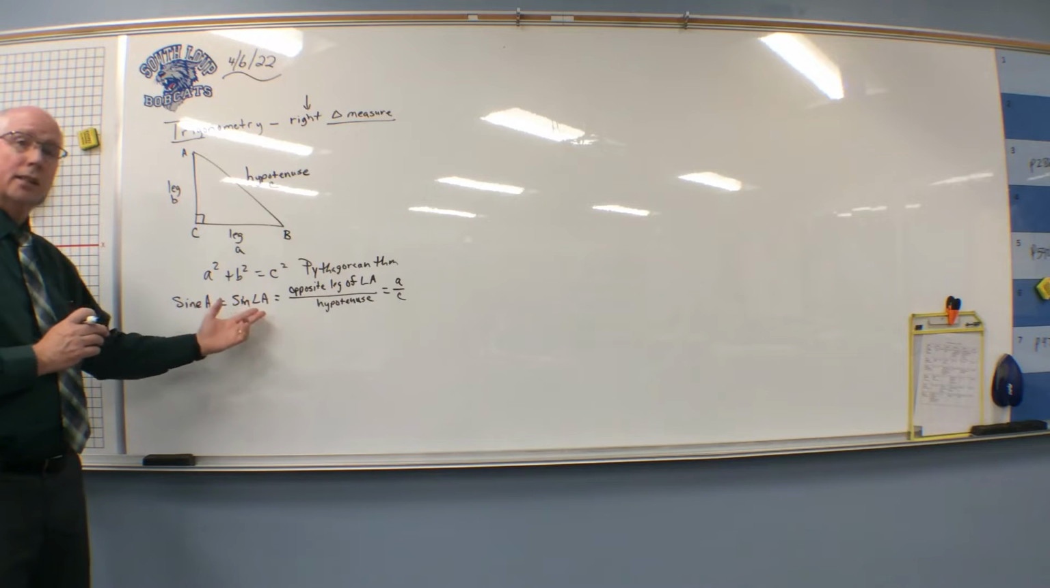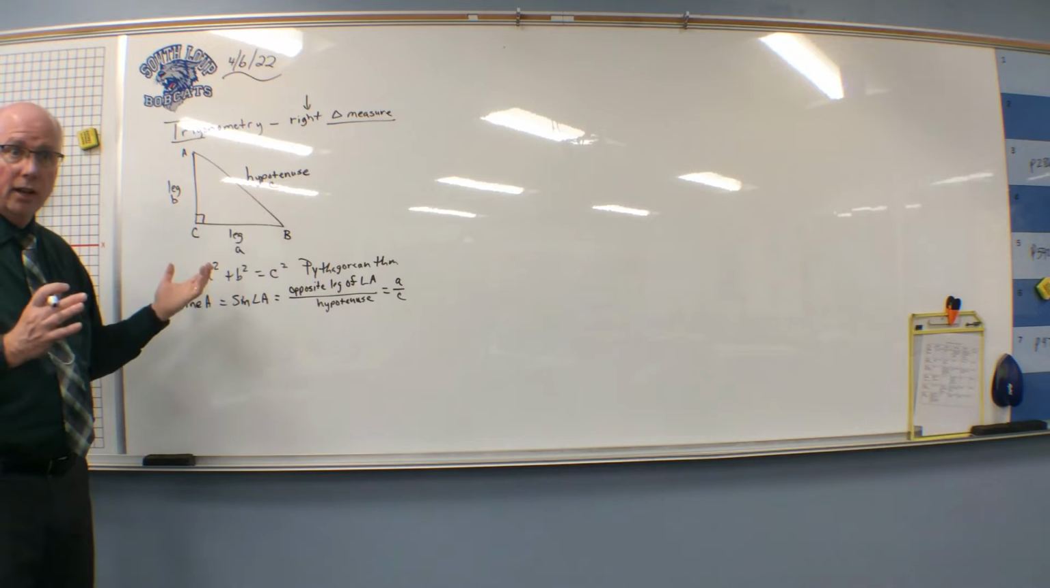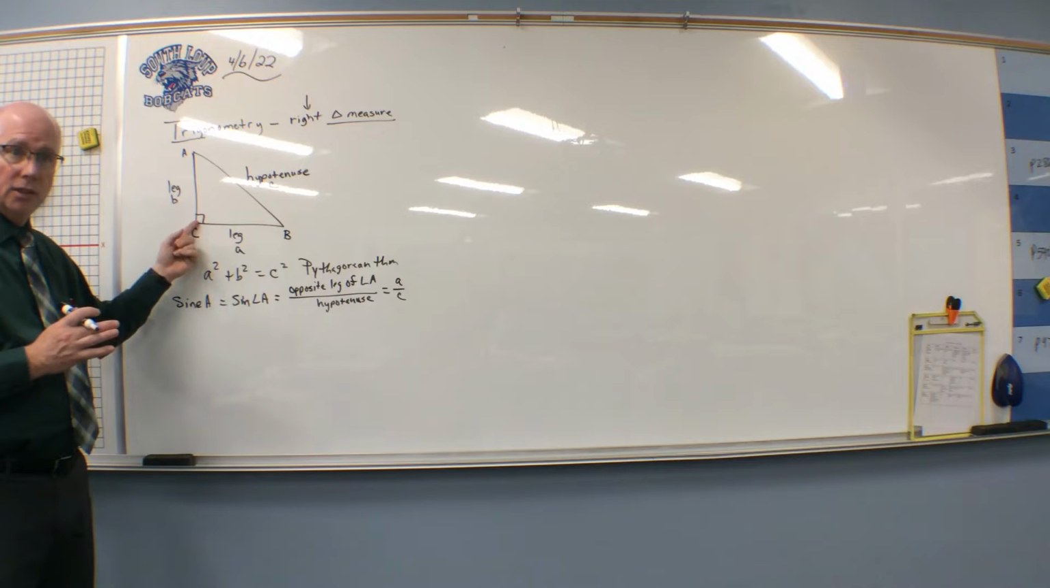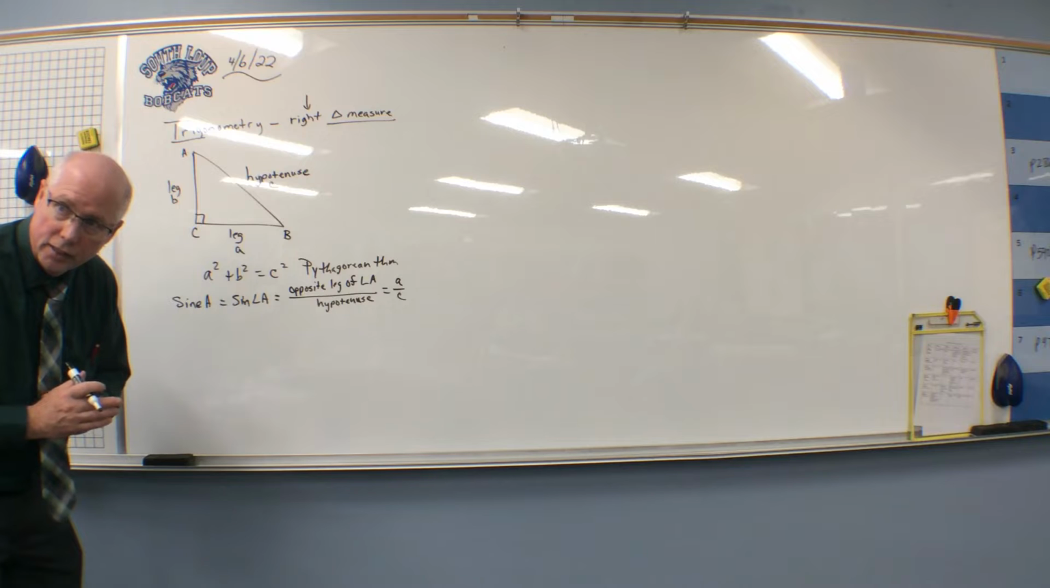Now I could switch and take the sine of B, but it would be a different ratio. It would be this over this. Do you understand it? I do not take the sine of angle C. I only take the sine of the two complementary angles. Does everybody understand it?